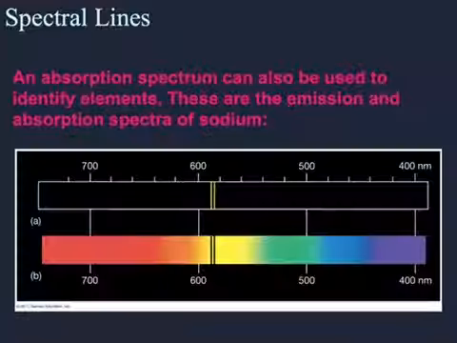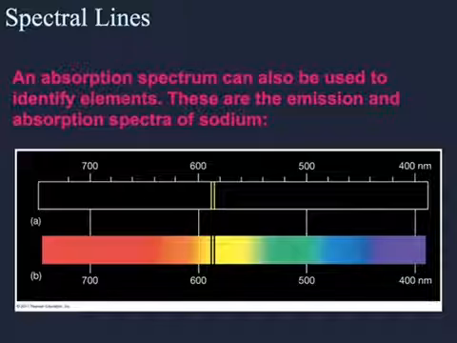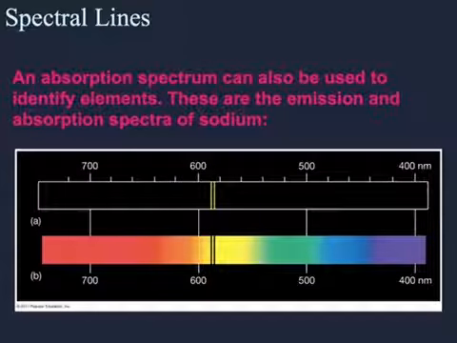What will end up happening is, if you compare the absorption and emission spectrum of the same element and combine the two together, you should get a continuous spectrum. So this one shown here is the emission spectrum on the top, absorption spectrum on the bottom, of sodium. Again, those two wavelengths in the yellow part of the spectrum are what's missing in the absorption spectrum.